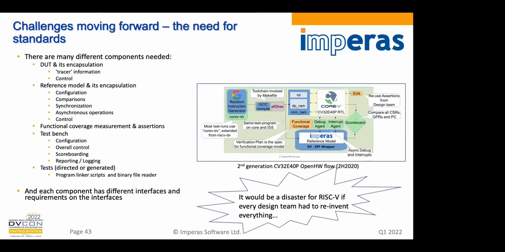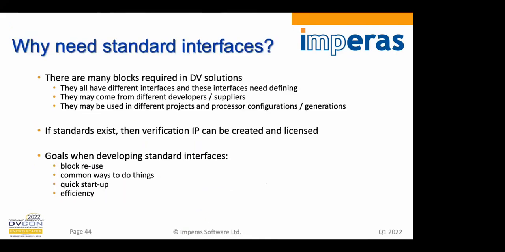And it would be a complete disaster for RISC-V and processors if every design team had to reinvent everything for each design. That would be so inefficient and so much work. So we need standard interfaces, and there are several blocks that do need these. And today they have different interfaces, and they're all ad hoc at the moment. And these components come from different suppliers and different developers, and probably used in different projects.